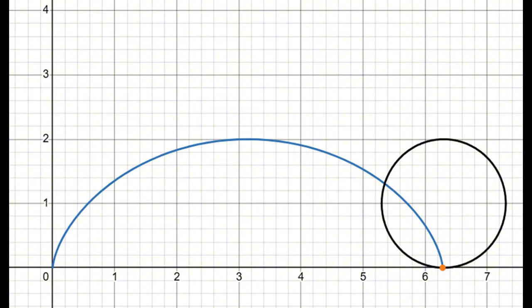One last thing that I want to mention is a period. One period is equal to the circumference of the circle. When the orange dot, or P, reaches the x-axis again, that is the end of the period and the start of the next one.